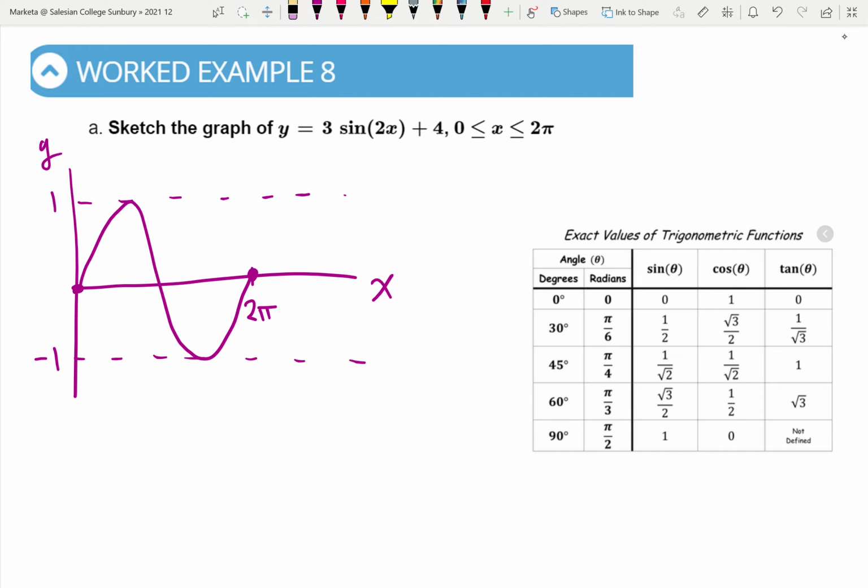Notice how we've now got to look at the period and amplitude of the actual graph. Our amplitude here is 3, which means the highest and lowest values of our graph are 3 and -3 respectively. The period is determined by this part here. The period is going to be 2 pi divided by whatever's in front of the x, and in this case it's 2, so 2 pi divided by 2 is pi. So this 2 pi is going to change into pi.